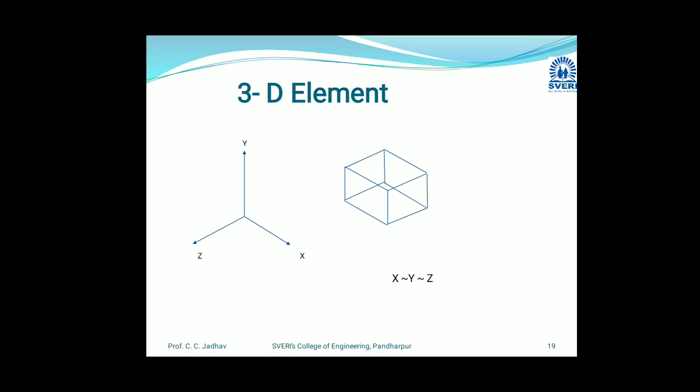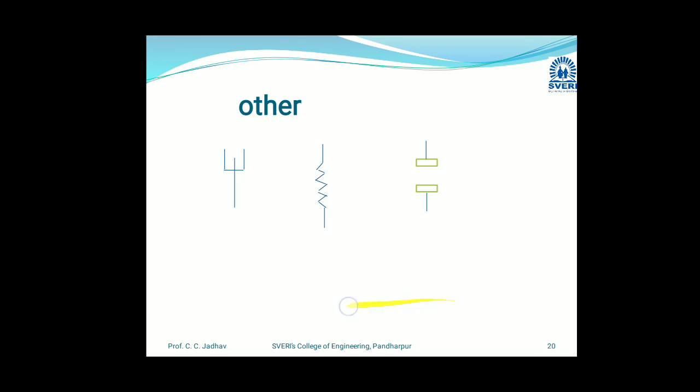So these are some practical applications of the three dimensional element, where all three dimensions are comparatively equal. That is called a three dimensional element. Last, that is the other type. In this we are taking the example of the damper, mass, spring.